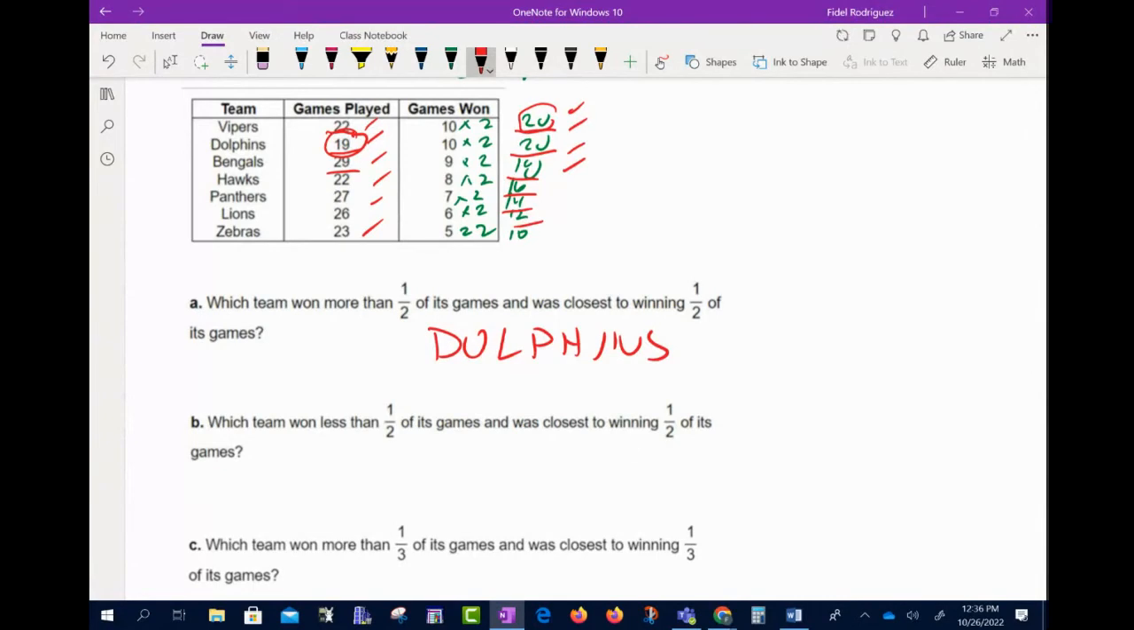Now, which team won actually less than half of the games? So looking at those same numbers, I want to make sure that this number here is slightly smaller than those numbers. Well, it looks like the Vipers, right?